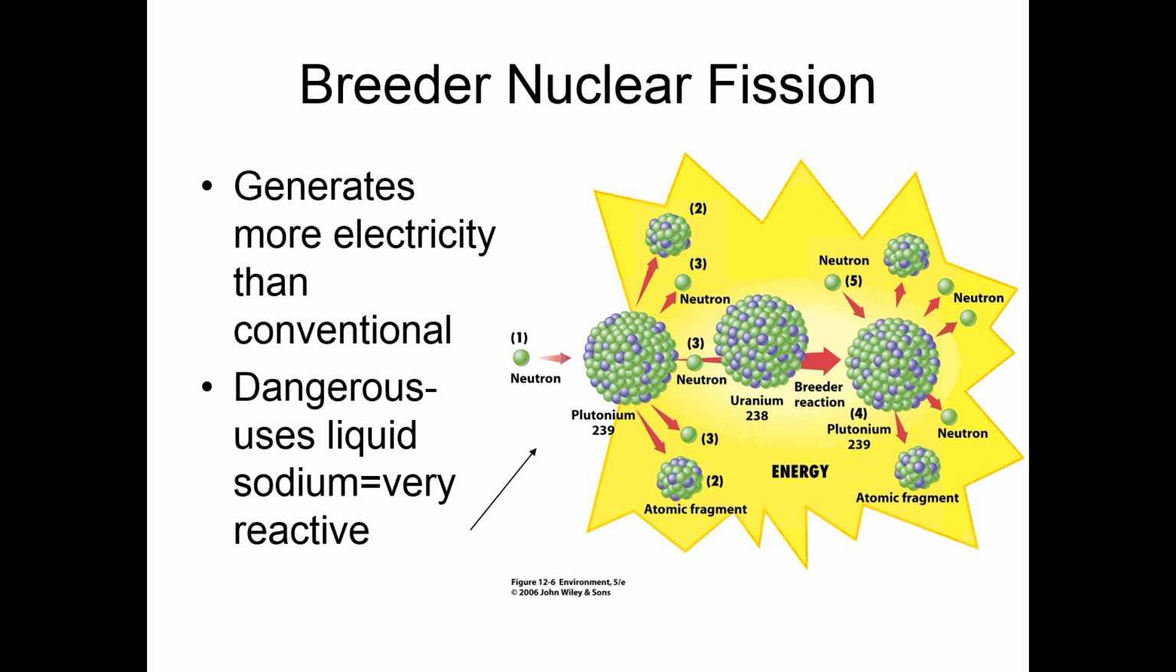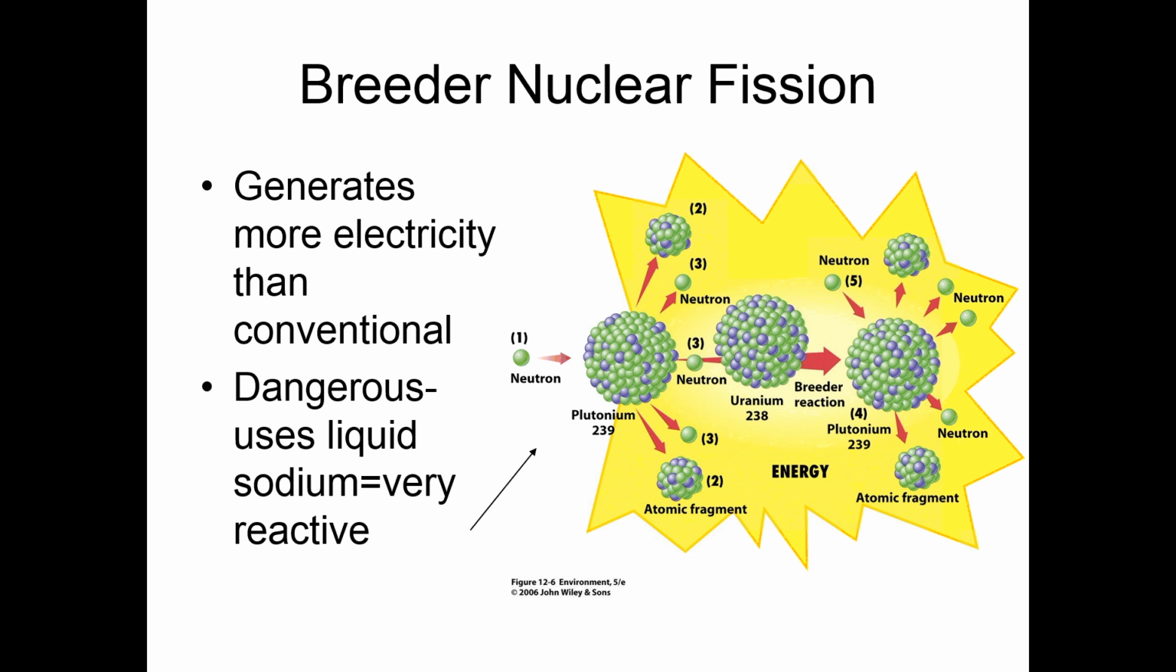But we don't like it in the United States because it's dangerous. It uses a different medium in that primary circuit, so it uses liquid sodium, which can be very reactive. And also, we basically don't want countries producing plutonium. Plutonium is a weapons grade material, and we don't want them using it because it can be used for nuclear bombs.